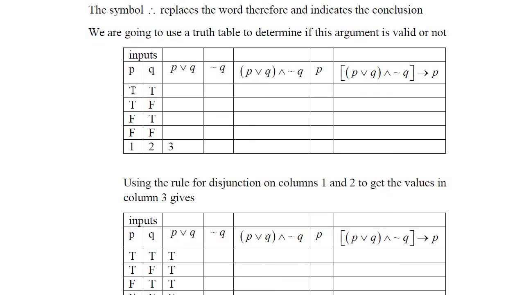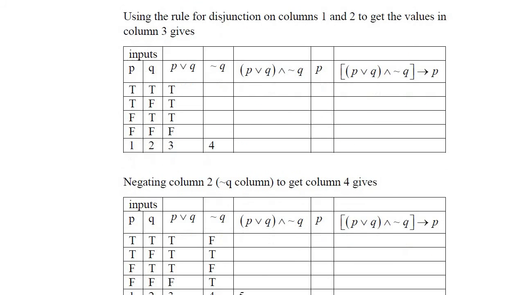So the first thing I've got to do is the OR statement with my P column and my Q column. So ORing together columns 1 and 2, true ORed with true is true, true ORed with false is true, false ORed with true is true, and false ORed with false is false. So this is the disjunction, the ORing together of my P column and my Q column. I now have to generate my not Q column.